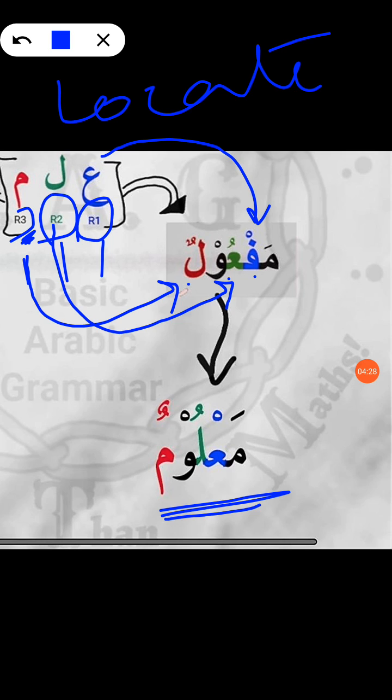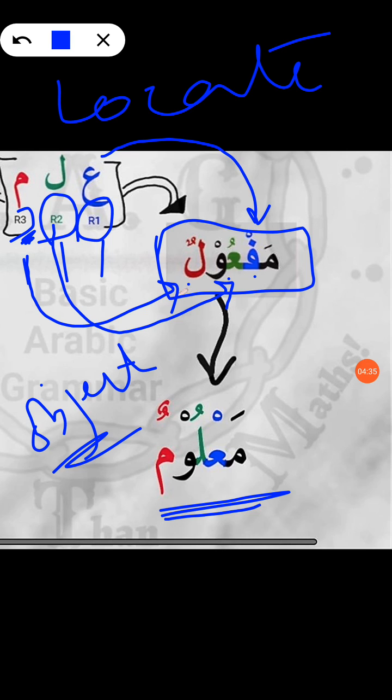Now this pattern, maf'ulun, is something that receives an action, simply an object. Something that receives an action. So the action of knowing, something which is known, ma'lumun.